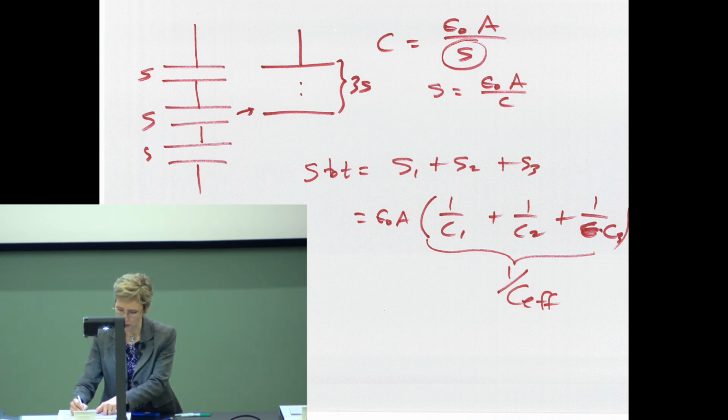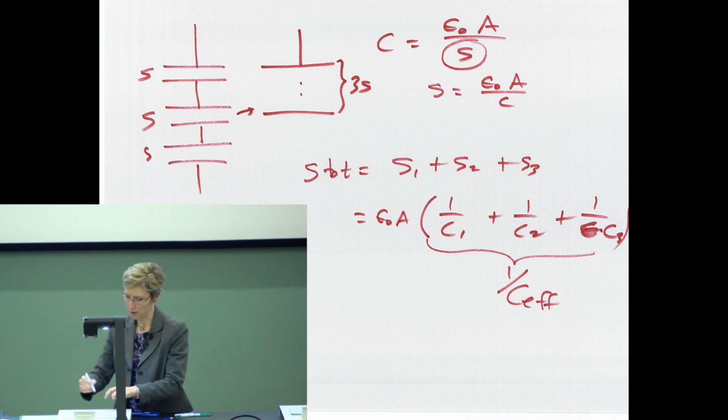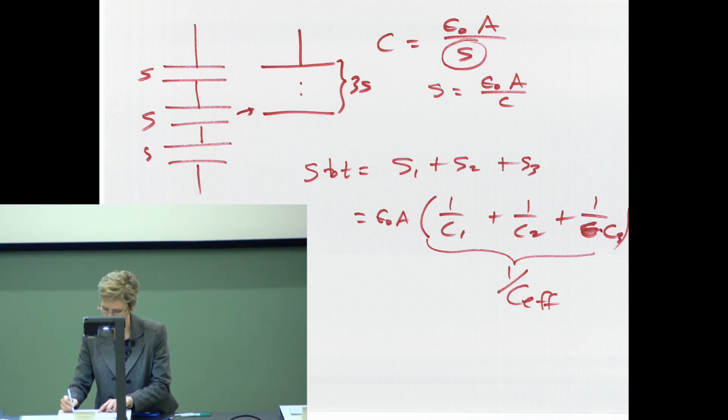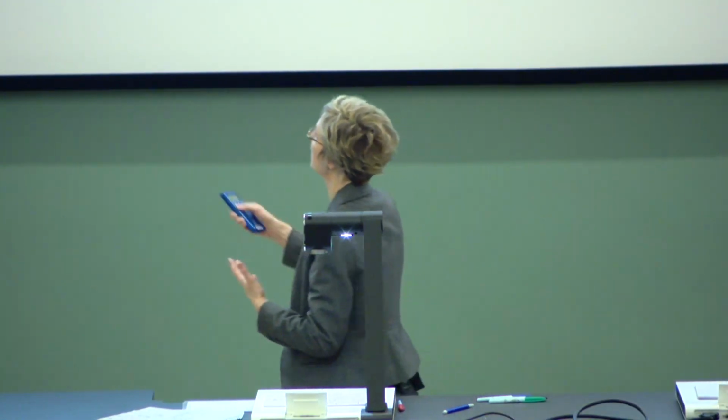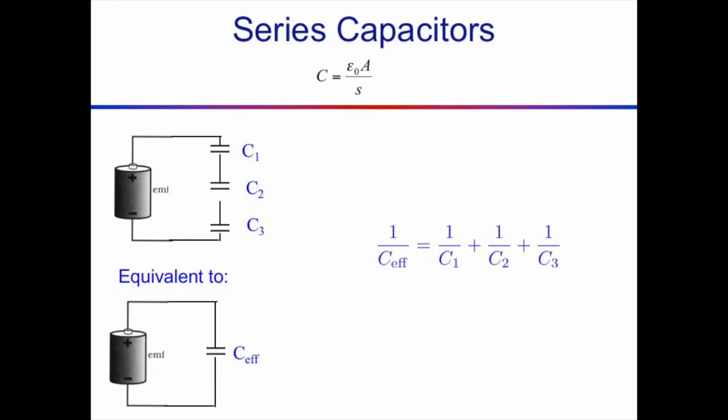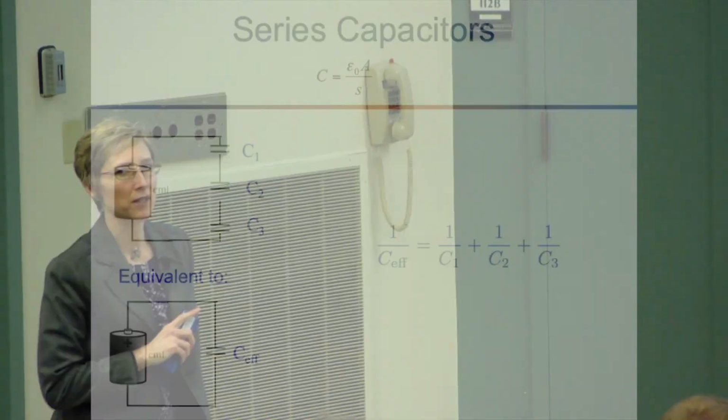Well, if I look in this equation here and solve for S, I would get epsilon naught A over C. Here, I'm saying that A is constant in this example. I would take 1 over C1 plus 1 over C2 plus 1 over C3, which would give me 1 over C effective. So you can also see this relation coming out of the equation for the capacitance under a particular geometry. But the take-home message is that 1 over the effective capacitance is 1 over C1 plus 1 over C2 plus 1 over C3. Do you have any questions about that so far?